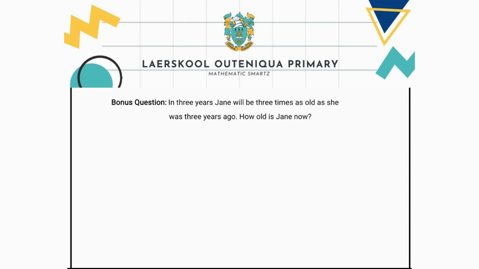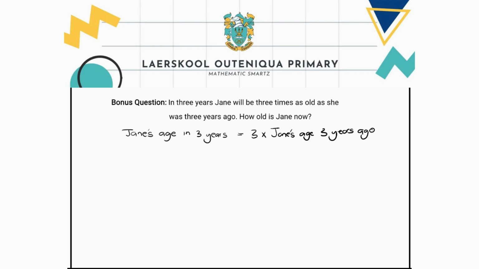In 3 years, Jane will be 3 times as old as she was 3 years ago. How old is Jane now? Let's solve the word problem step by step. Let's assume that Jane's current age is X. According to the information provided, in 3 years, Jane will be 3 times as old as she was 3 years ago. We can express this as an equation. Jane's age in 3 years equals 3 times Jane's age 3 years ago. So, in 3 years, Jane's age will be X plus 3, and 3 years ago, Jane's age was X minus 3. We can substitute these values into the equation.